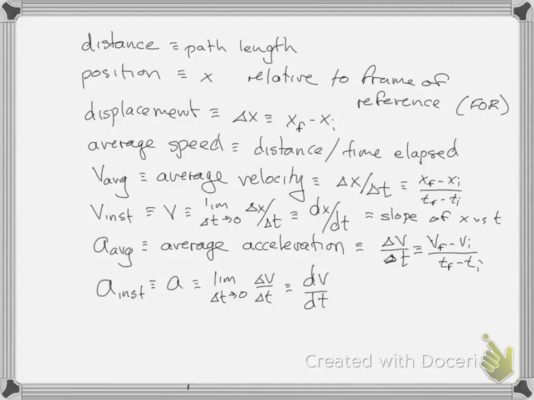Average acceleration, which is the change in velocity over a change in time. And instantaneous acceleration, which is, again, the limit as delta t goes to 0, taking the change in velocity over change in time over a very small time interval, which is the slope of the v versus t graph, or the derivative of the velocity graph. So those are the definitions for kinematics in one dimension.